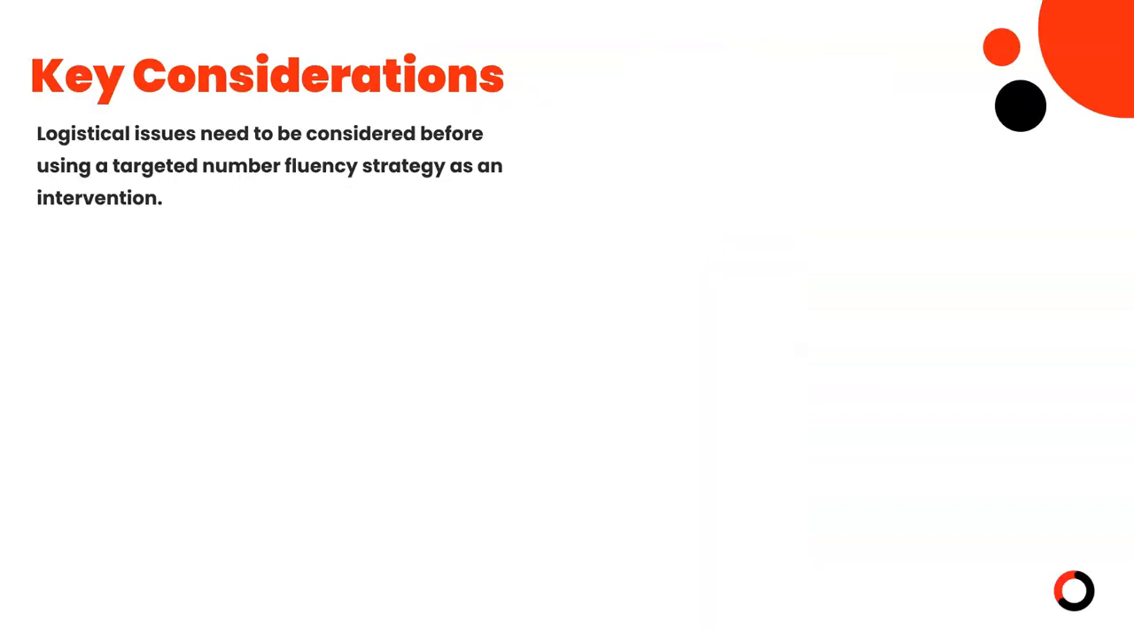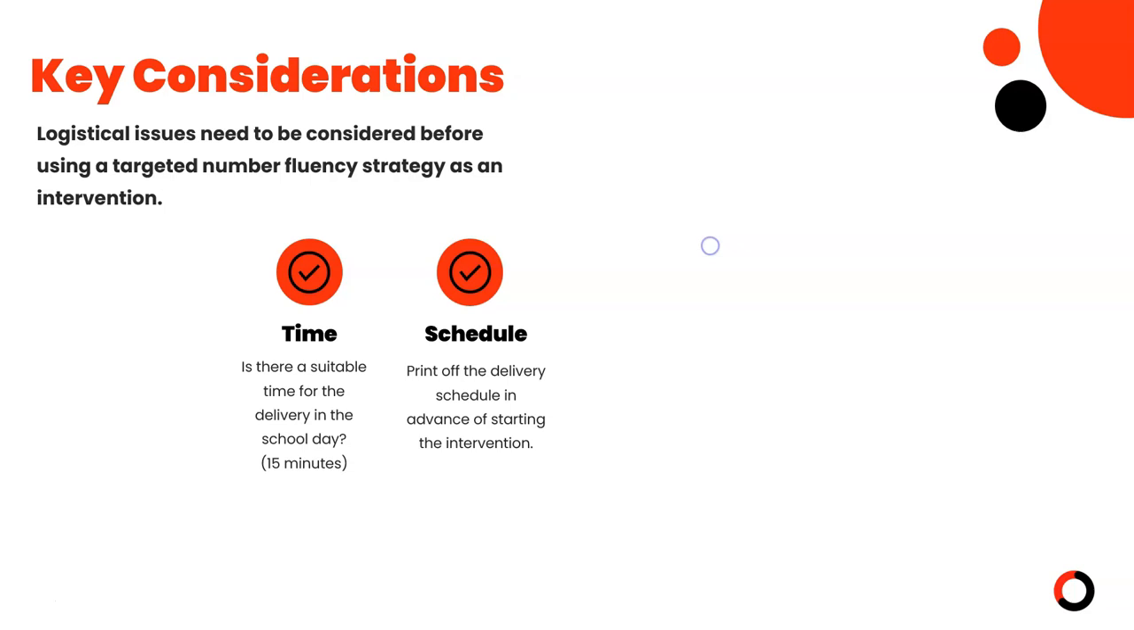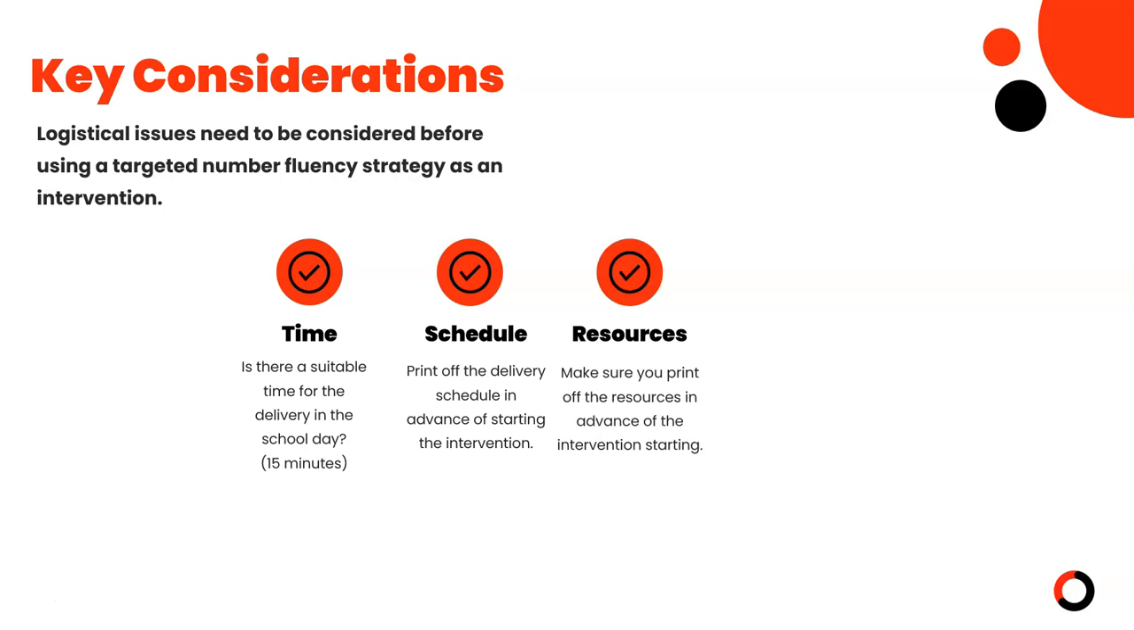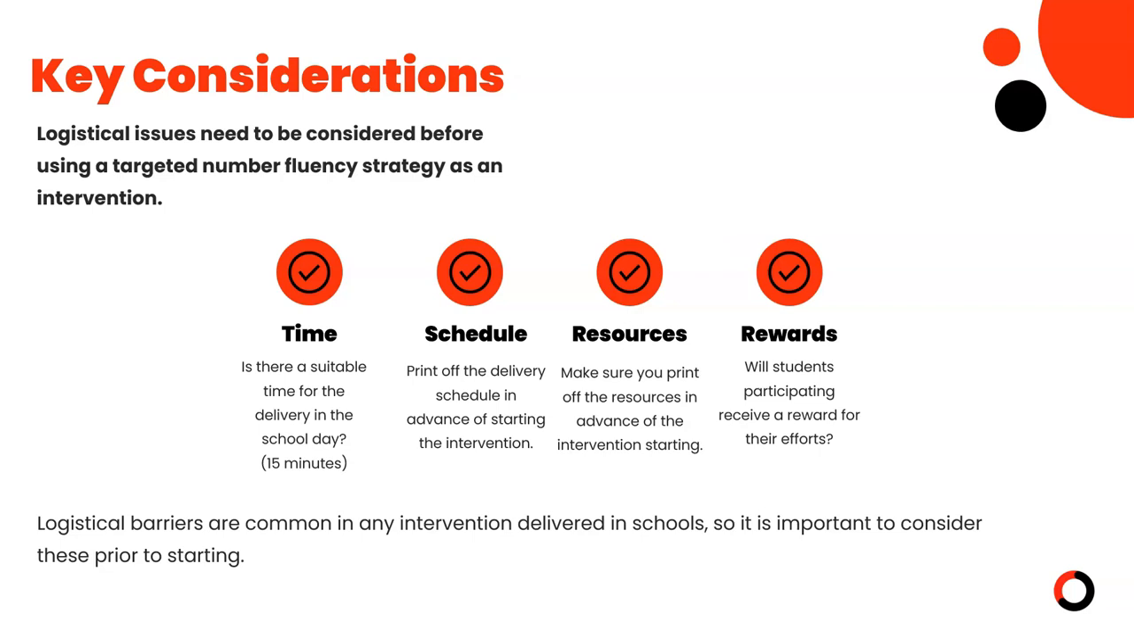So key considerations. Logistical issues need to be considered before using a targeted number fluency strategy as an intervention. So is there a suitable time in the day when this can be delivered? So it's routine. Schedule, make sure you print off the delivery schedule in advance of starting the intervention. And again, make sure you print off the resources in advance of starting the intervention as well for the flashcards. And then will you potentially link this to any rewards in your school? So logistical barriers are common in any intervention delivered in schools, so it's just important to consider these prior to starting.